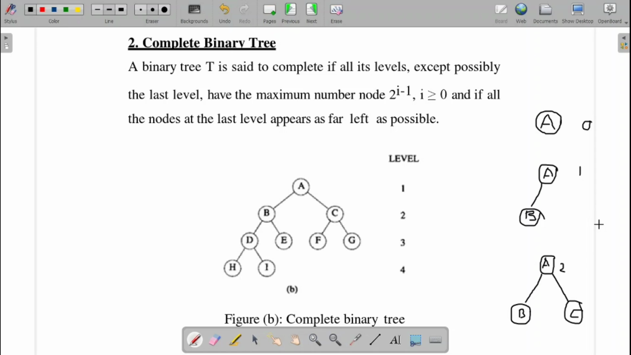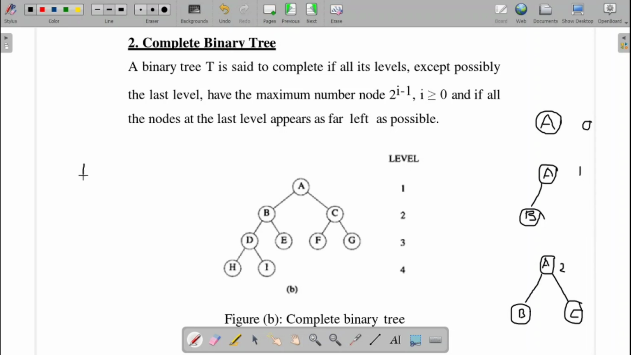So for a complete binary tree, either it will have 0 children or 2 children. And a binary tree is said to be complete if all its levels except the last level have the maximum number of nodes, which will be equal to 2 power of i minus 1. So let me take one simple example over here.